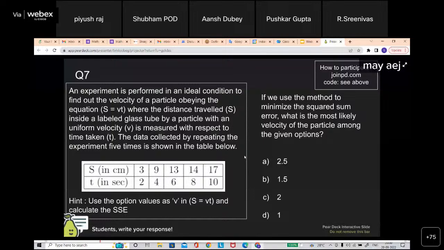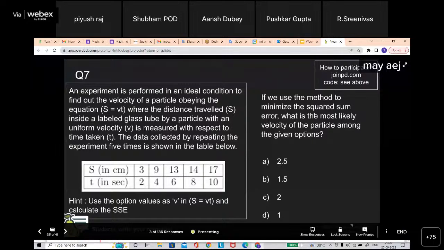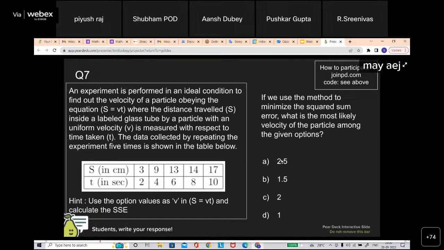Okay. So using the minimum sum square error, minimizing the sum square error, you need to find which is most likely the velocity of the particle. As a hint, you can use the option values as V and calculate the SSE for each option, and then see which is going to be the minimum.